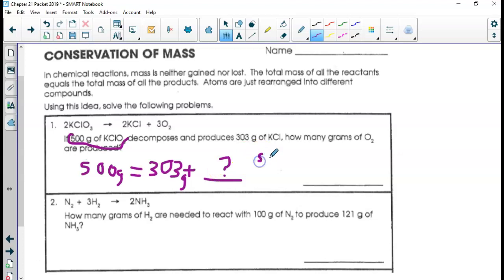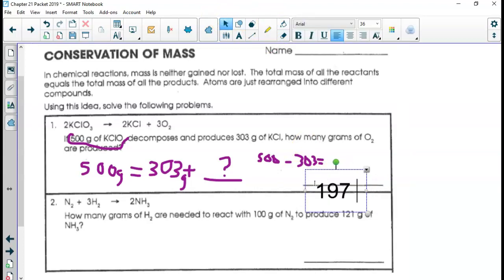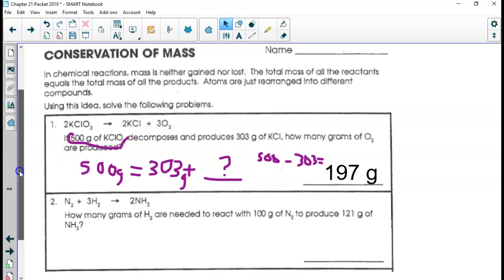Okay, so 500 minus 303 equals our answer. And doing a little math, we're going to end up with 197 grams as our answer there. Okay, and that's all there is to it. We just have to make sure that whatever grams we start with in a reaction equals what we end with. And we may have to total some things up if they're in different pieces, but that's not a big deal.